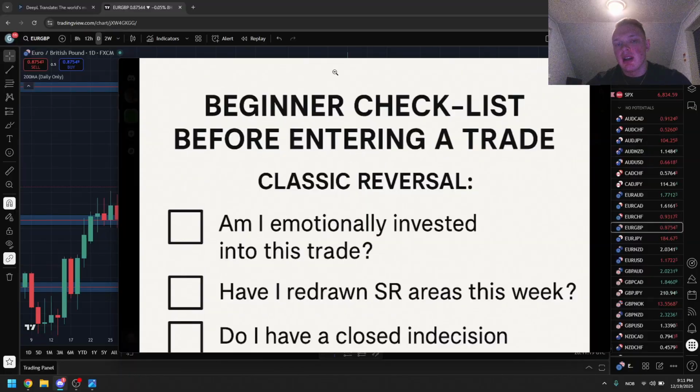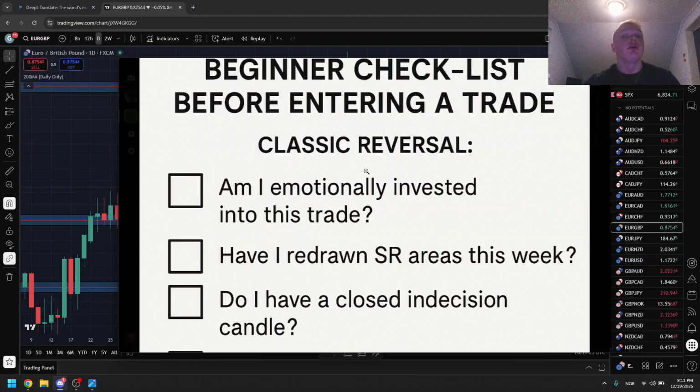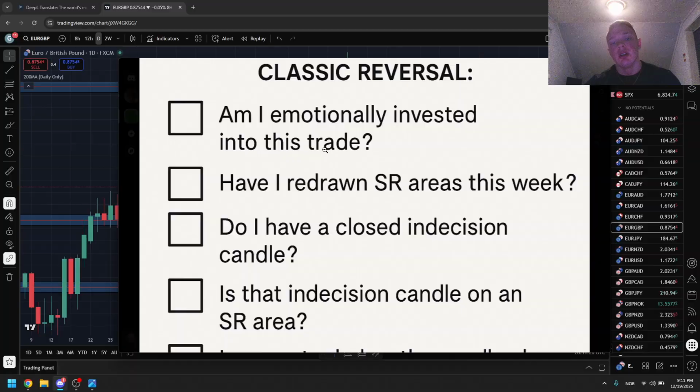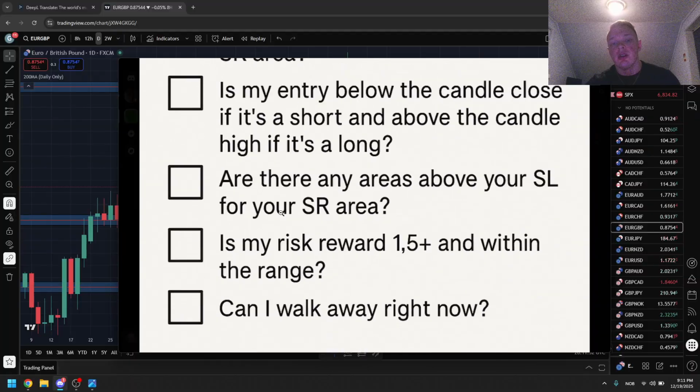Here I made a very nice little beginner list for people, which you can read through when doing something called classic reversals. Starting from, am I emotionally invested in this trade? If you are, fuck off. And can I walk away right now? If the answer is no, then you shouldn't be trading.